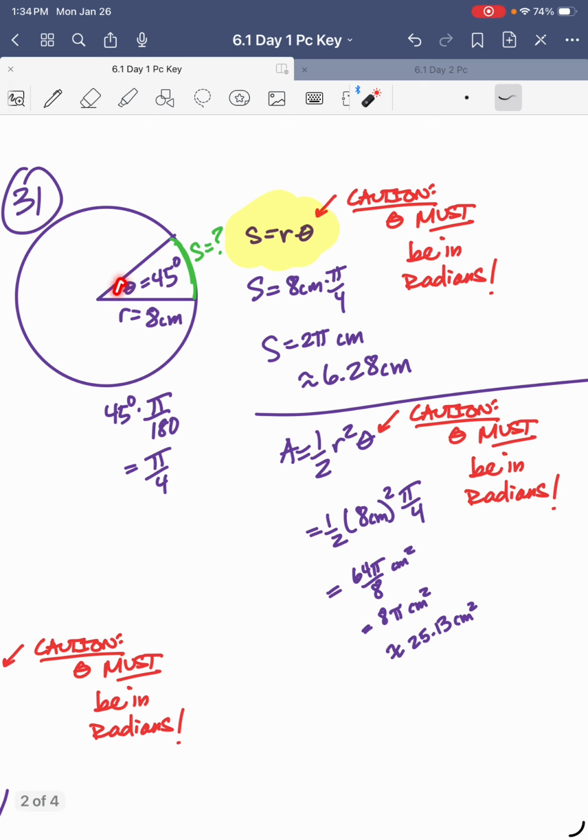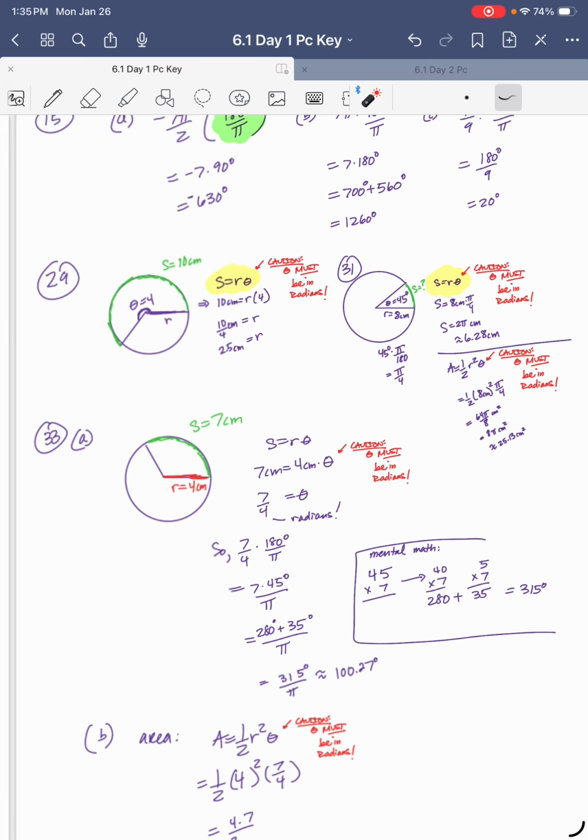Well, then if I want to know the area of this section right here, the area is equal to 1/2 r squared theta. Again, I put in my radius, which I know, and I put my radians in. I end up getting 8 pi centimeters squared, or about 25.13 centimeters squared. Why is it centimeters squared? Because when we plugged in 8 centimeters, we squared it to get centimeters squared. And that makes sense because it's area.